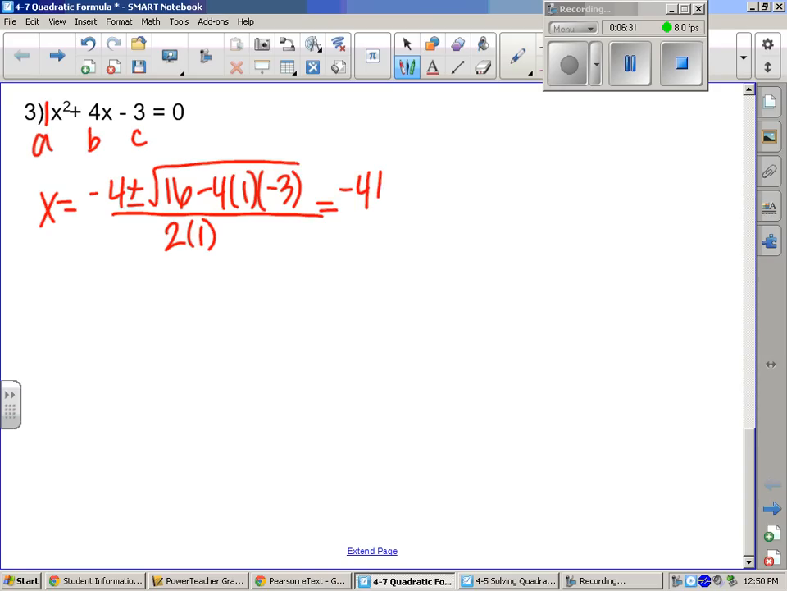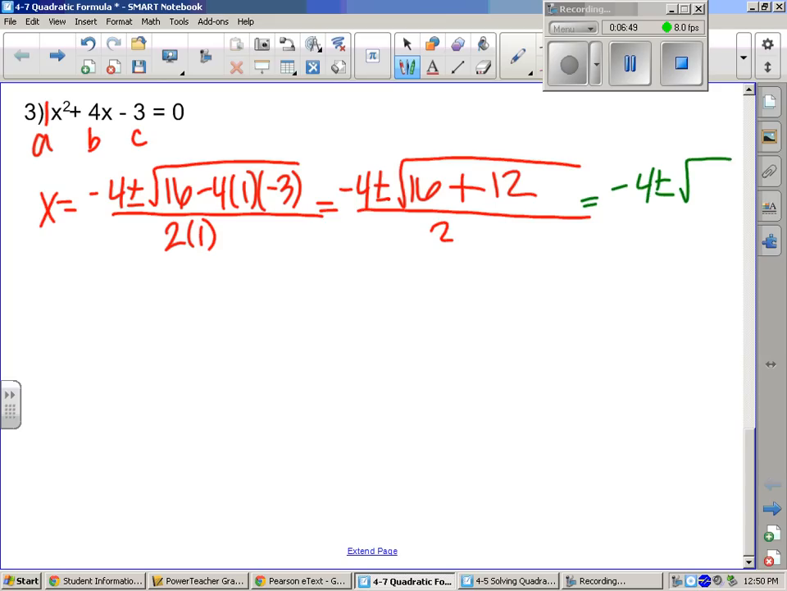Work underneath the radical first. 16. And then I have an even number of negatives. That means it's going to be a plus. So I have 4 times 1, that's 4, times 3 will get a 12. All divided by 2. Next, add those two things together, we get negative 4 plus or minus the square root of 28, all divided by 2. So, this isn't a no solution problem, and we're not done yet. I can't box it in quite yet.